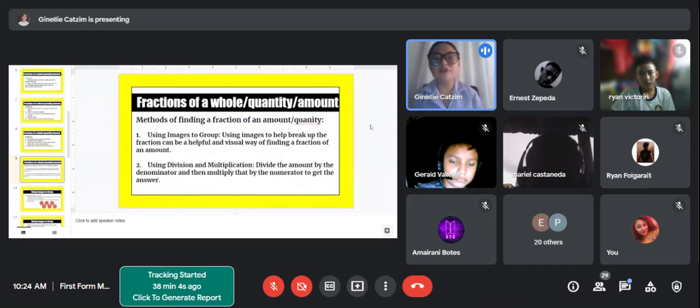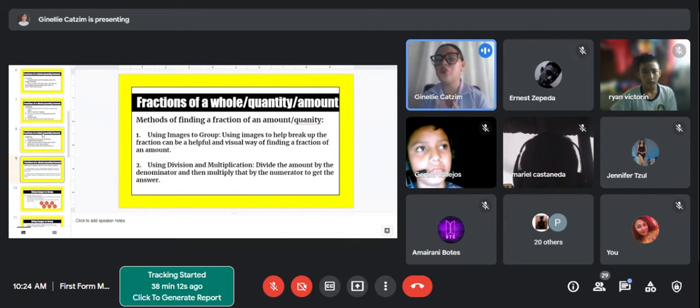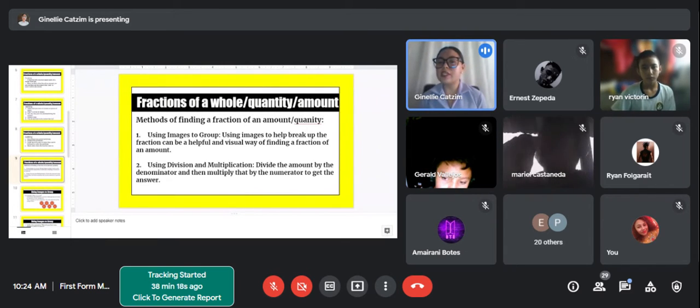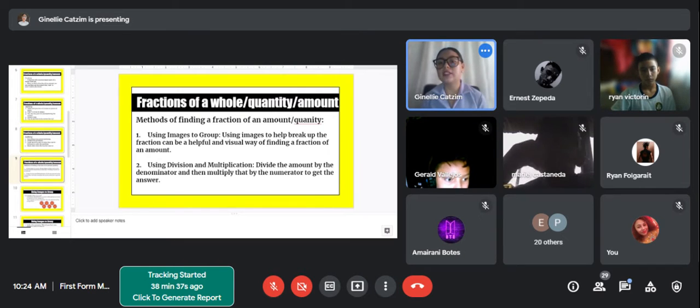Okay, so we have two methods of finding a fraction. The first one is using images to group. So that is what you were to do with the stones. You were to group, right? So using images to help break up the fraction can be a helpful and visual way of finding a fraction of an amount. The second one is using division and multiplication. Divide the amount by the denominator and then multiply that by the numerator to get the answer, right?